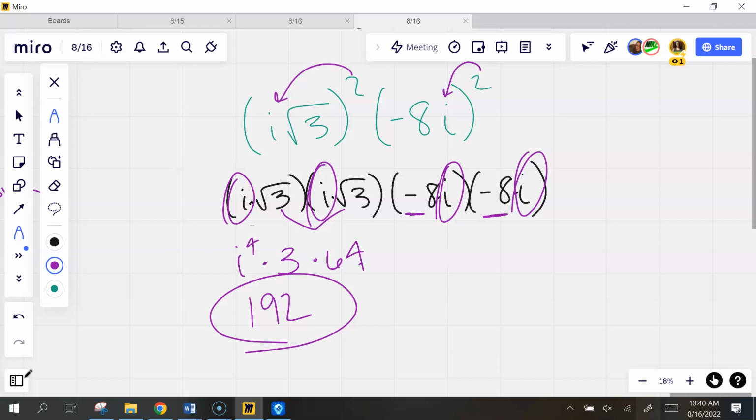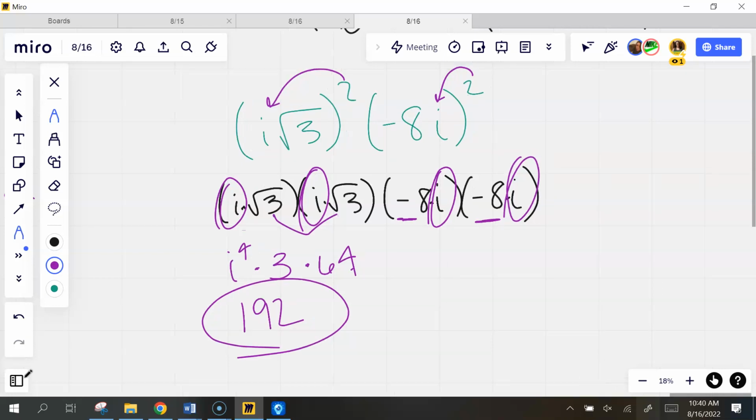Did you get negative for your final answer? I'm going to say you could argue that one either way, because I see what you did. You went negative 1 for your 2 I squares, and then a negative times a negative. You should still get a positive number. Right? So you got I squared times 3 times negative 8 squared is positive 64 times I squared. This is okay.